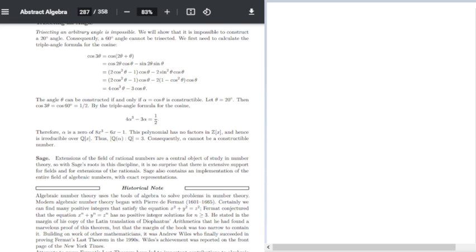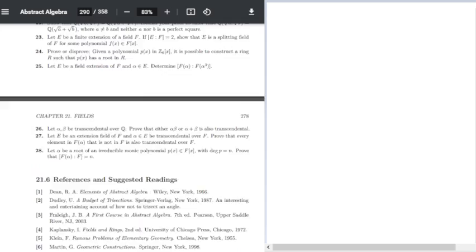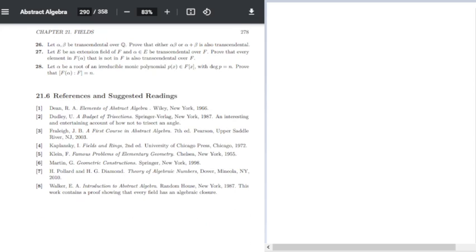Oh my gosh, okay, that was a lot. This chapter is bulky, and even the exercises are still bulky.